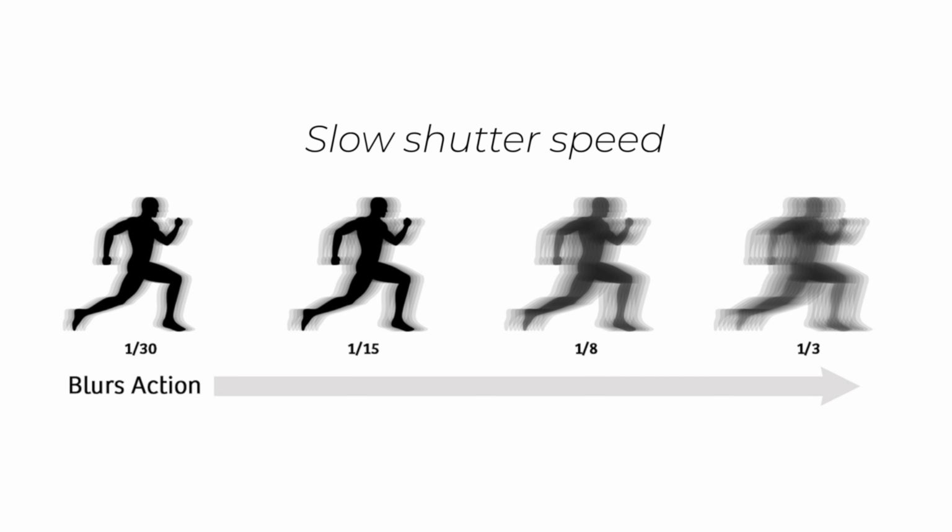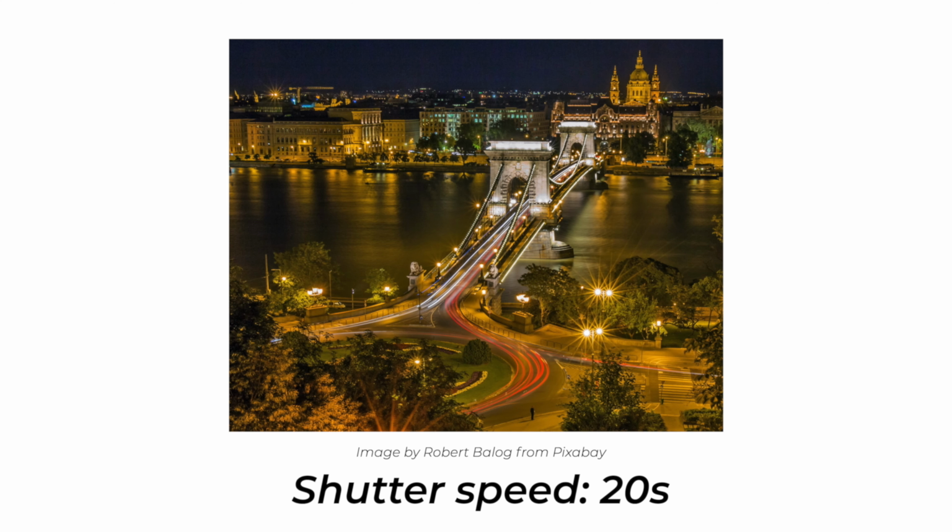On the other hand, if you don't want to freeze the action and you want to portray a large range of motion in your images, you want a slow shutter speed. And this usually comes in clutch whenever you are shooting astrophotography or long exposures.